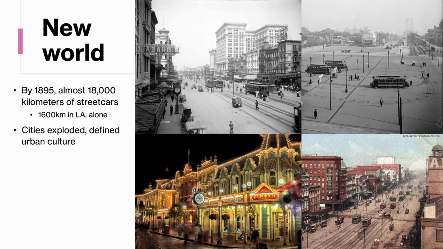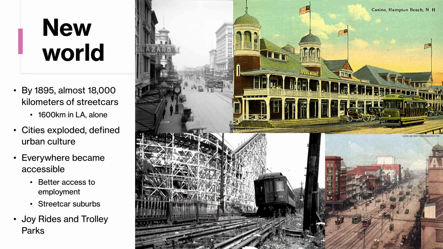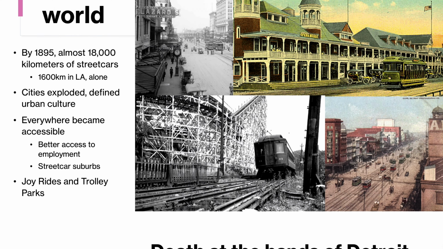And cities absolutely exploded, and this helped to define urban culture, in part because everywhere became accessible. People had better access to more jobs, but they also could live outside of a city in a streetcar suburb and commute into it. And this also helped to influence culture, with things like joyrides and trolley parks, which of course gave way to modern theme parks.